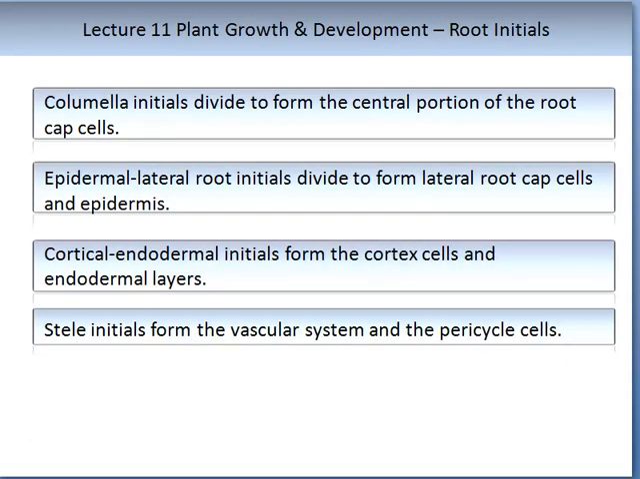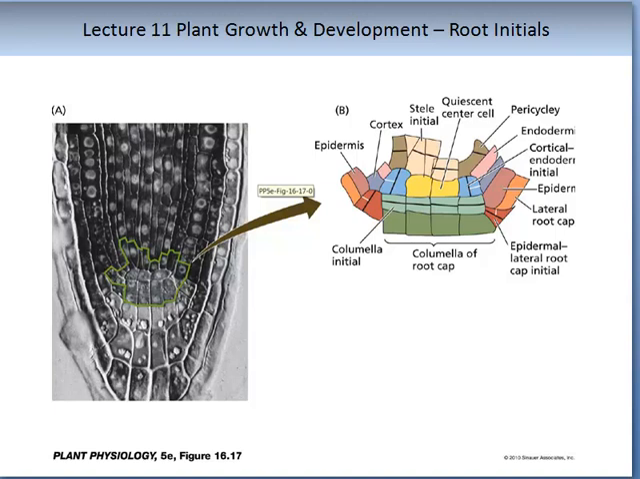The columella initials divide to form the central portion of the root cap cells. Epidermal lateral root cap initials divide to form lateral root cap cells and epidermis. The cortical endodermal initials form the cortex cells and the endodermal layers, while the stele initials form the vascular system and the pericycle cells. The figure on your screen shows the root initials. On the left-hand side, you have an image taken from a root tip. On the right-hand side, you have a schematic drawing of where all the initial components are located.